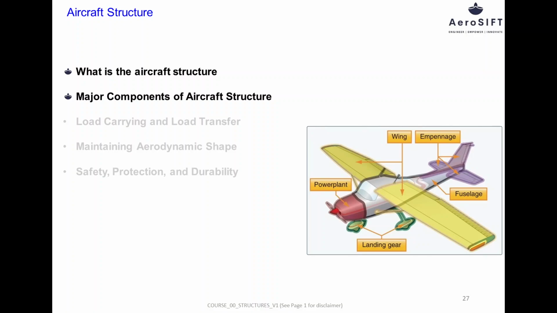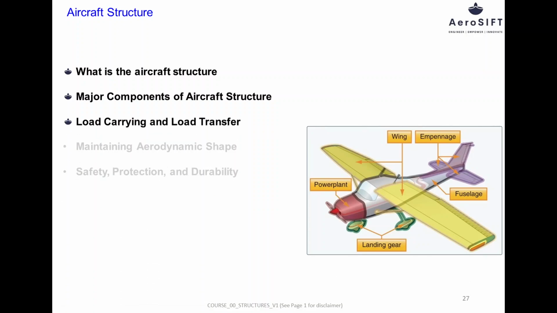The aircraft structure is made up of major components such as the fuselage, wings, empennage, tail section, engine support structures, and landing gear attachments. Together, these components form the physical backbone of the aircraft and provide mounting points for propulsion systems, flight controls, fuel tanks, avionics, payload, and occupants.